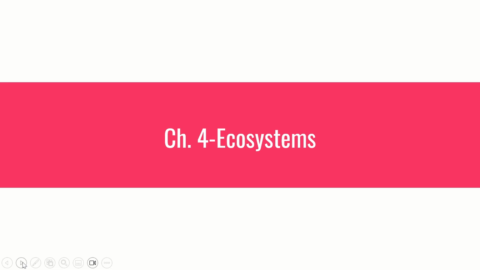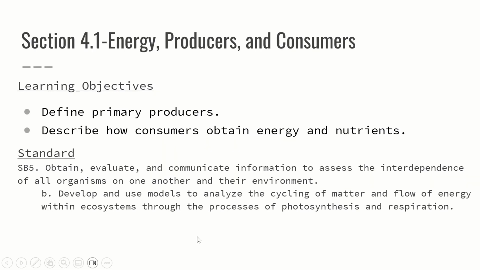So in 4.1 and 4.2, what we're focused on is energy within an ecosystem. So 4.1 is going to focus on energy and the source of energy, and how it gets from the environment into living organisms. So we're going to define primary producers and describe how consumers obtain energy and nutrients.